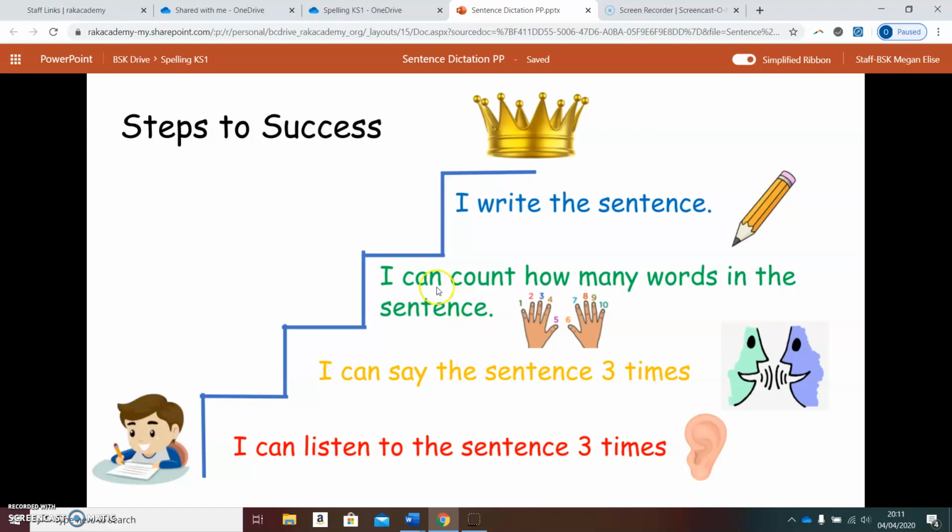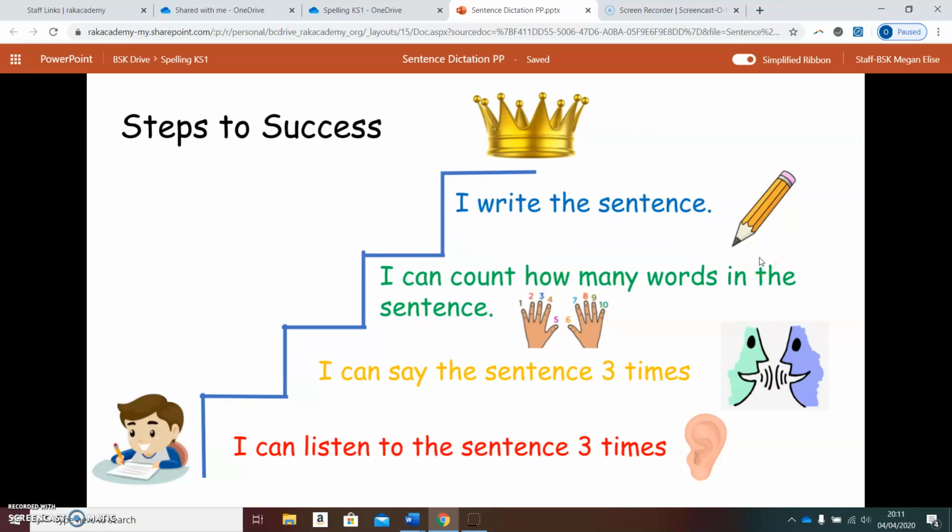Then we are going to count how many words are in the sentence. We're going to use our fingers and count. The cat is sat on the mat. 7 words in our sentence. The cat is sat on the mat. 7 words. When you have listened to the sentence 3 times, when you can say the sentence 3 times and you've counted how many words there are, then you're ready to write the sentence.